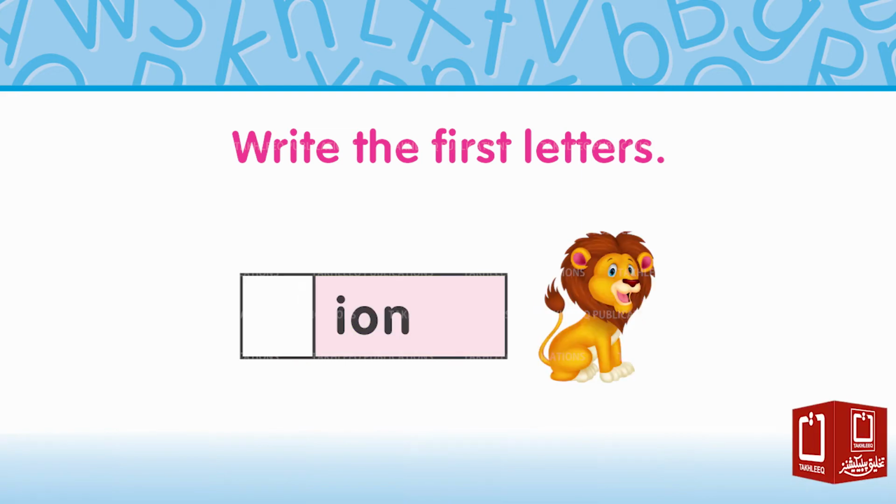Here we see the picture of a lion. Here is written dash I O N. The first letter of lion is L. So we write here L.